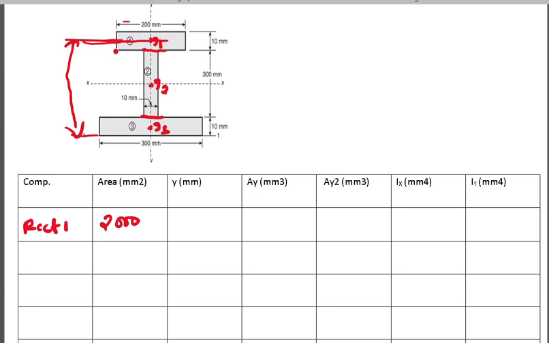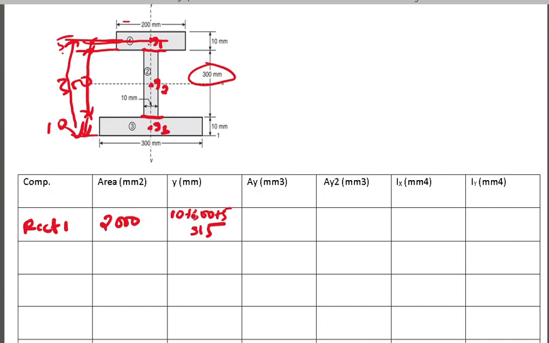How to calculate this value? From here to here it is 5, from here to here it is 300, and from here to here it is 10 mm. So 10 plus 300 plus 5 will be the distance between the centroid of component 1 and the x-axis. It will become 315 mm.